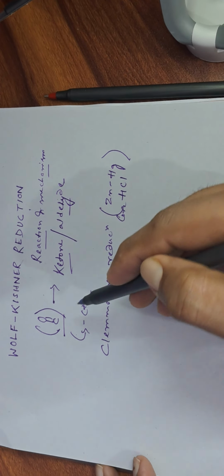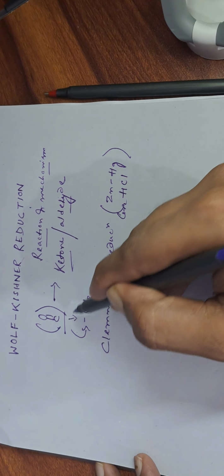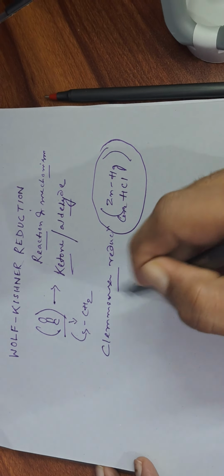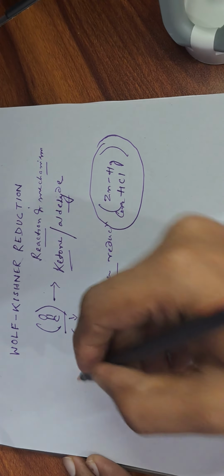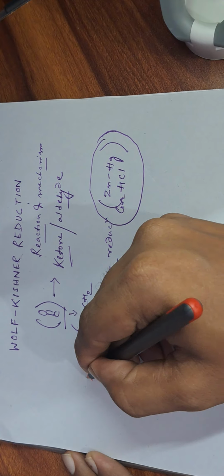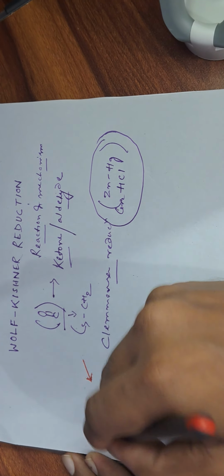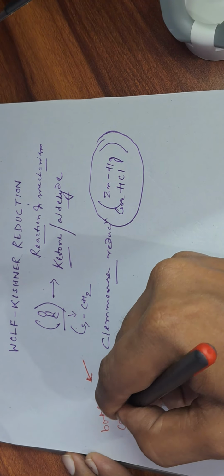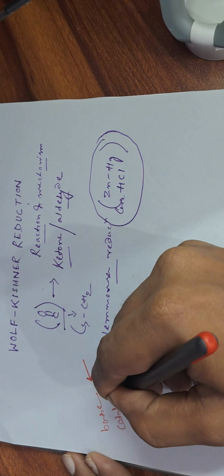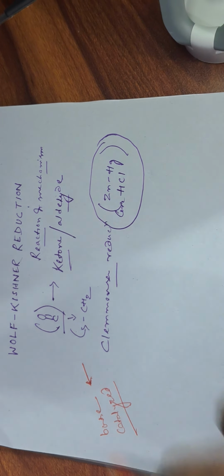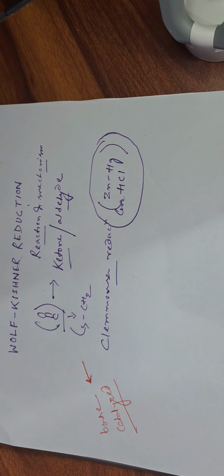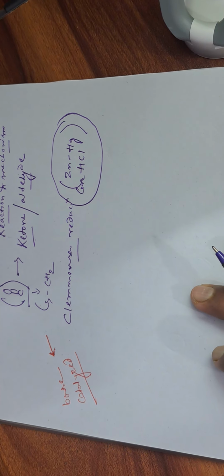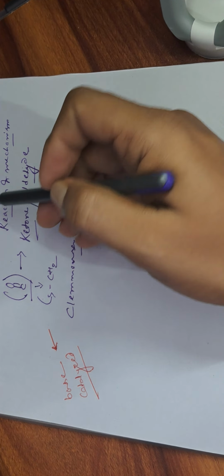So here also we are doing the same thing. We are converting the C double bond O into CH2, but the combination of reagents is different. No longer is it zinc amalgam and HCl. It is basically base catalyzed. In the Wolff-Kishner reaction, we run the reaction in the presence of a base. So without wasting time on Clemmensen as well as Wolff-Kishner reduction, let us straightaway take the main thing, that is Wolff-Kishner reduction.